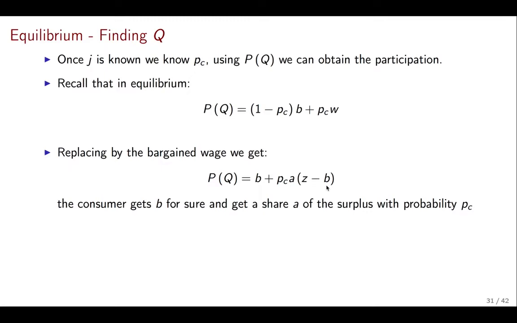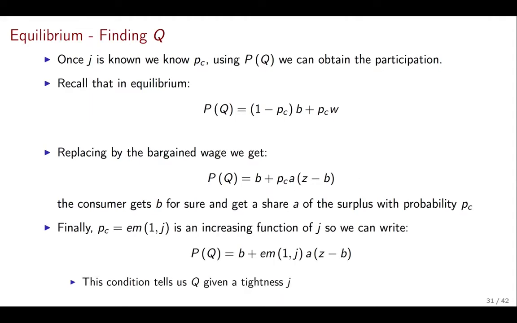This is a very nice way to write things because it lets us see that PC actually comes in only in one place. And so now, given the value of J, we know exactly the value of workers for joining the market. Because we know B, we know Z, we know A, all those are taken as given. And the only thing we didn't know was PC. So what we're going to do now is realize that PC can be expressed in terms of the tightness. And so we need to define this in a way that we can find the Q that guarantees this equality, where J is taken from the previous problem of the firm.